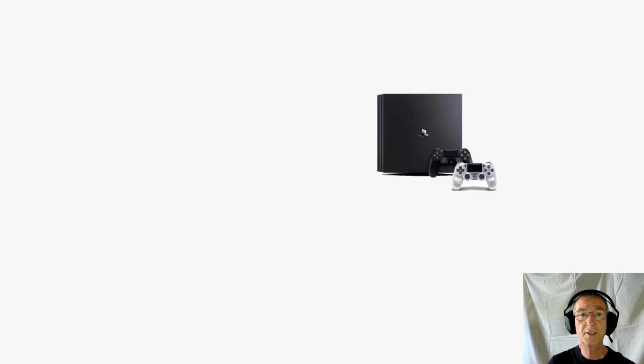So let's first start to talk about computing power. Now, this Sony PlayStation you have on the screen here is probably the fastest, most powerful computer most people have in their homes, this or an Xbox.